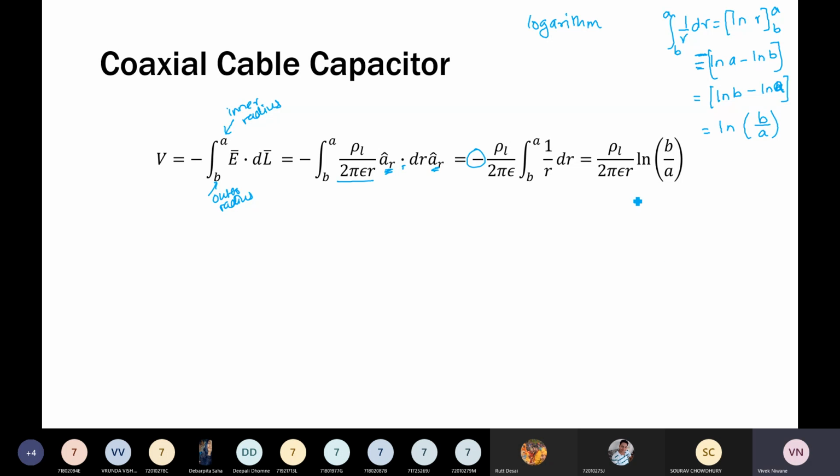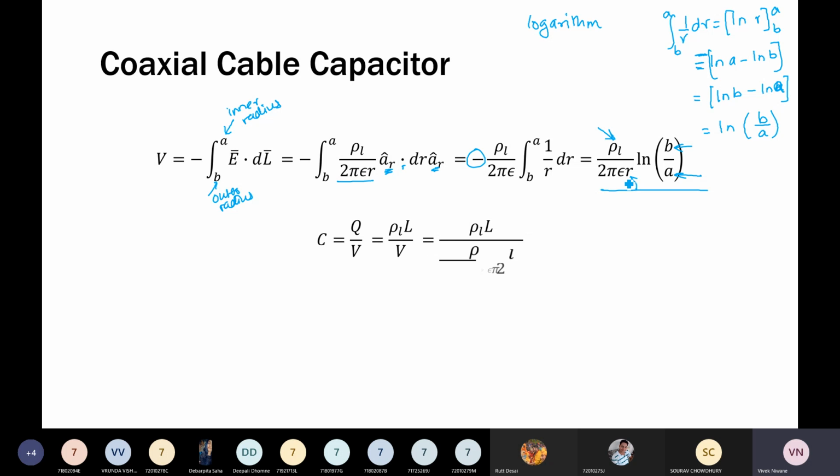So we end up with a formula where rho_L is the line charge density, b is the radius of the outer cylinder, a is the radius of the inner cylinder, and r is an imaginary surface in between these two, sandwiched between the two. It does not go outside, it is inside.